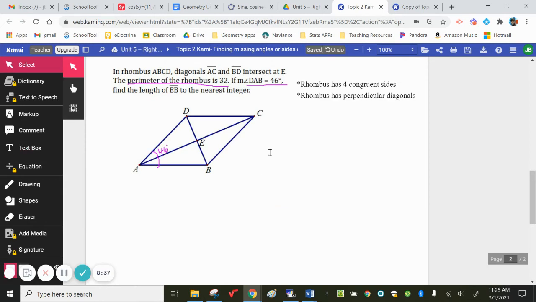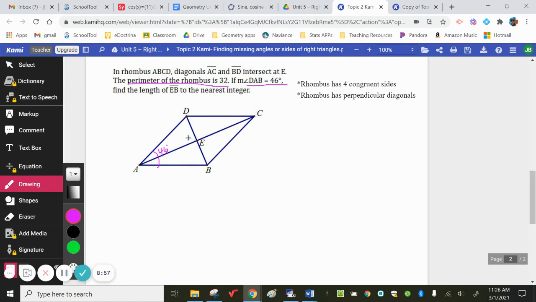Two things are important to remember for this question. A rhombus has 4 congruent sides. That's important because I can take the perimeter, 32, and divide that by 4 to find the length of each of the 4 sides. And also, a rhombus has perpendicular diagonals. That's important because now I can mark that these angles in here are all 90-degree angles, so I have 4 right triangles.